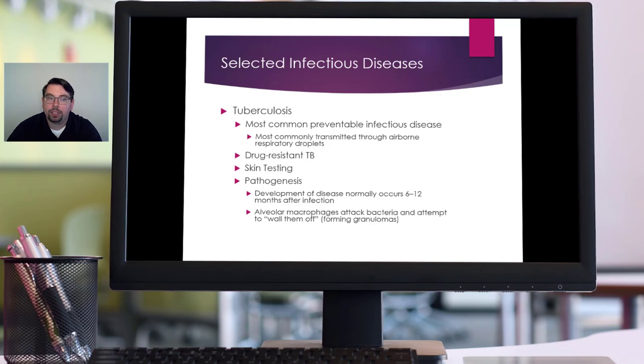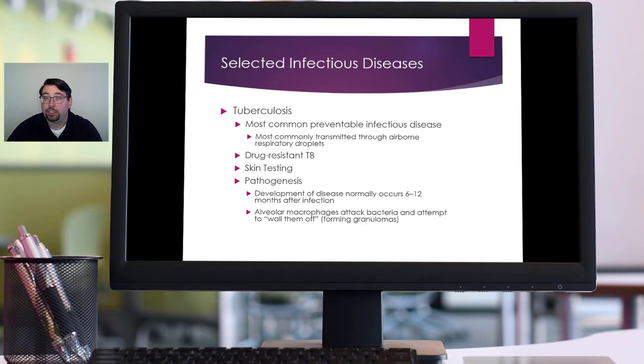Tuberculosis is the most common preventable adult disease that we see in the world. Bacteria known collectively as the Mycobacterium tuberculosis complex is what we're looking at here. It's the most common type of preventable infectious disease, and it's most commonly transmitted through airborne droplets.